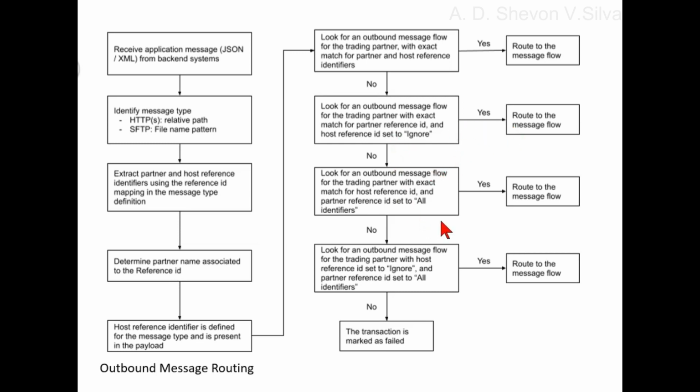And if it is no, look for an outbound message flow for the trading partner with an exact match for host reference ID and partner reference ID set to all identifiers. If it is yes, route to the message flow, and if it is no, look for an outbound message flow for the trading partner with host reference ID set to ignore and partner reference ID set to all identifiers. If it is yes, route to the message flow, and if it is no, the transaction is marked as failed.